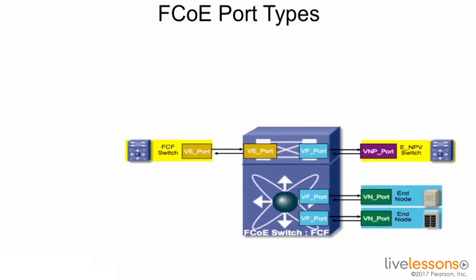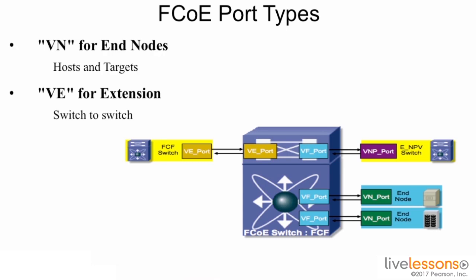FCoE port types are very similar to what we've already discussed in the Fibre Channel network. As a matter of fact, everything's pretty much the same with FCoE as it is with Fibre Channel, besides the fact that our transport is now the Ethernet network instead of the Fibre Channel network. So if you take a look at our port types, we still use E port types to connect one switch to another switch. We put a V in front of it to say it's a virtualized type, because we actually create virtualized instances of all these different port types that we use in FCoE.